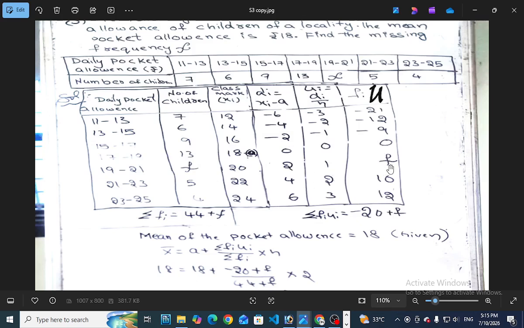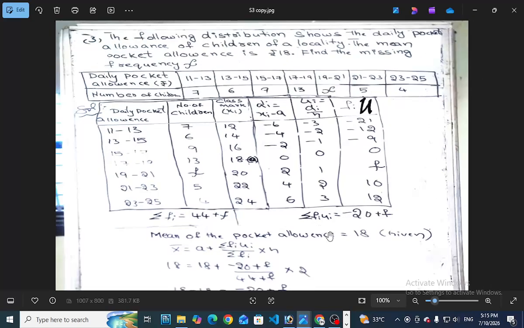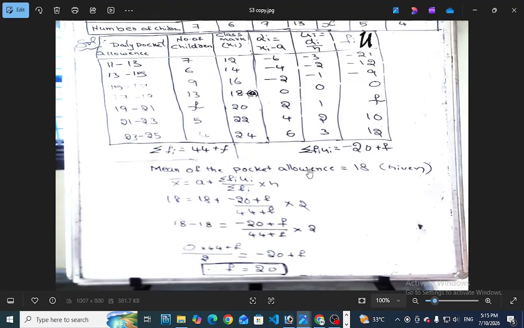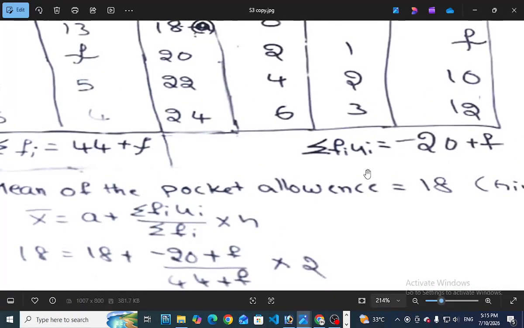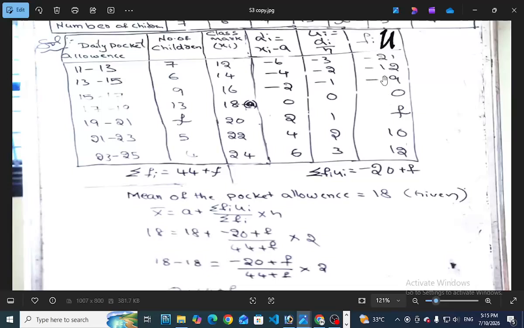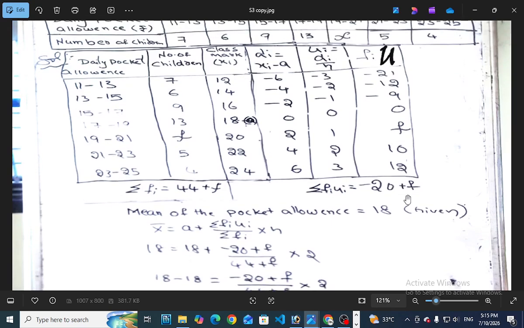F into 1 is equal to F. 5 into 2 is equal to 10. 4 into 3 is equal to 12. Like that, we have found the Fi Ui values. After getting them, we have to take the sum of the Fi Ui values. The sum of all these values is minus 20 plus F, which means sigma Fi Ui is equal to minus 20 plus F.